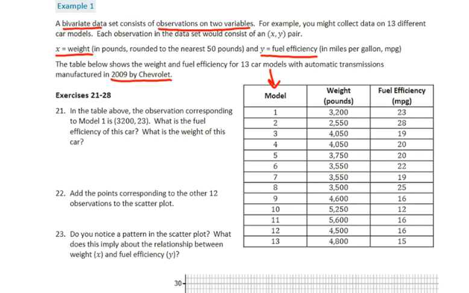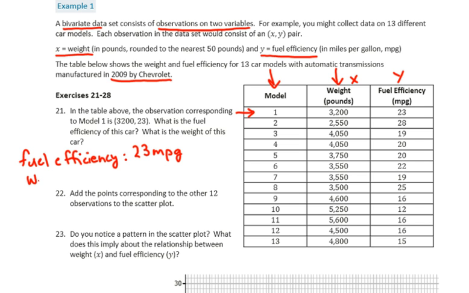It doesn't say what kind of cars they are, it just tells us the weight of the car, which is the X value, which I got from reading up top, and the fuel efficiency of that car, meaning how many miles it can go on 1 gallon, is Y. So in the table above, the observation corresponding to model 1, row 1, is 3200, 23. What is the fuel efficiency of this car? That's the Y value. So the fuel efficiency of this car is 23 miles per gallon.